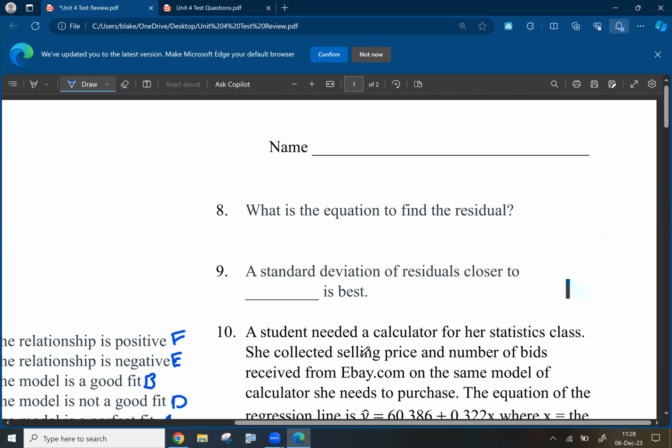Number 8. What is the equation to find the residual? So the residual is equal to the actual y value minus the predicted y value. So to sum it up, it's y minus y hat. Essentially, again, actual minus predicted.